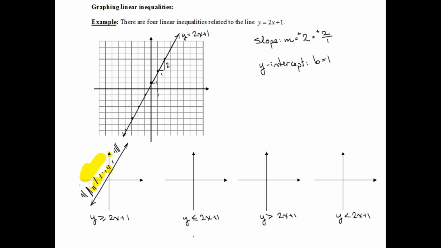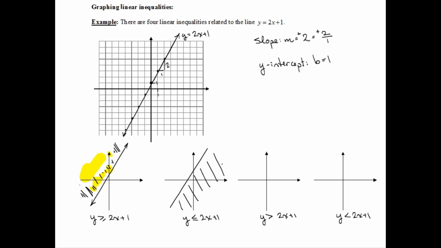Now let's do y less than or equal to 2x plus 1. So once again, we draw our line, same way we drew it before. Okay, there's my line. Since my y is less than or equal to 2x plus 1, that means we want to shade everything that falls below that line. So everything down here.